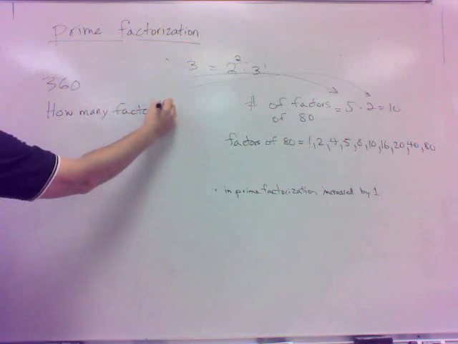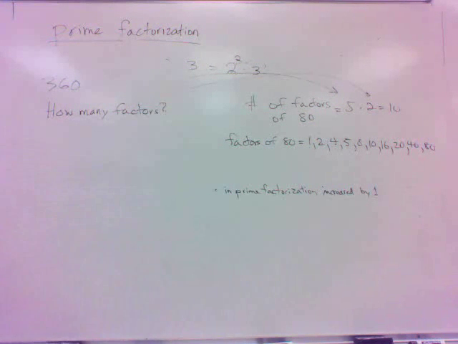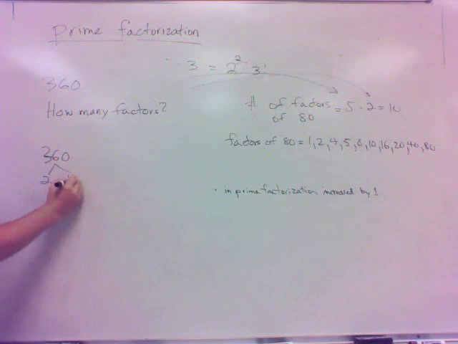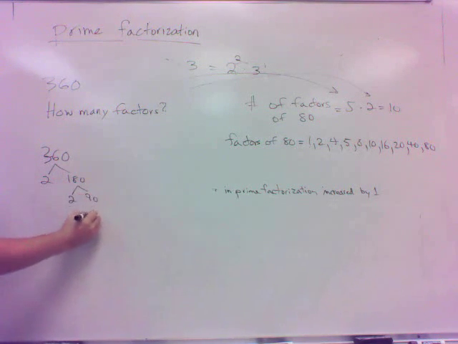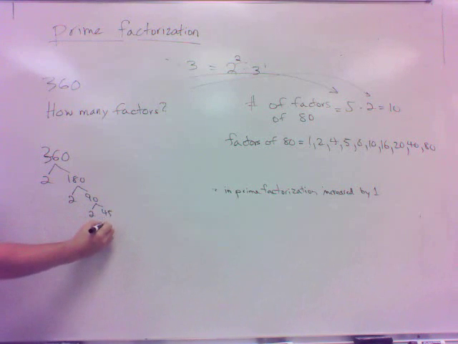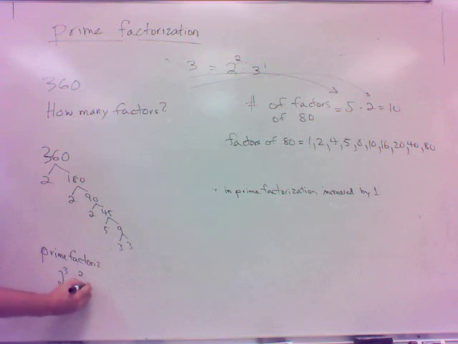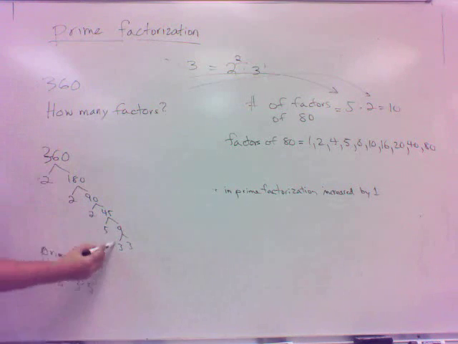Well, I could list them all out, but if I just want to know how many there are, let's just do the prime factorization. If I do 360, the prime factorization would be, we can just start with 2 times 180, then do 2 times 90, and then 90 is 2 times 45, and then 45, you could do 5 times 9, and 9 is 3 times 3. So the prime factorization of 360 would be what? 2 to the third times 3 squared times 5. Right? 2 to the third, 3 squared, and 5.